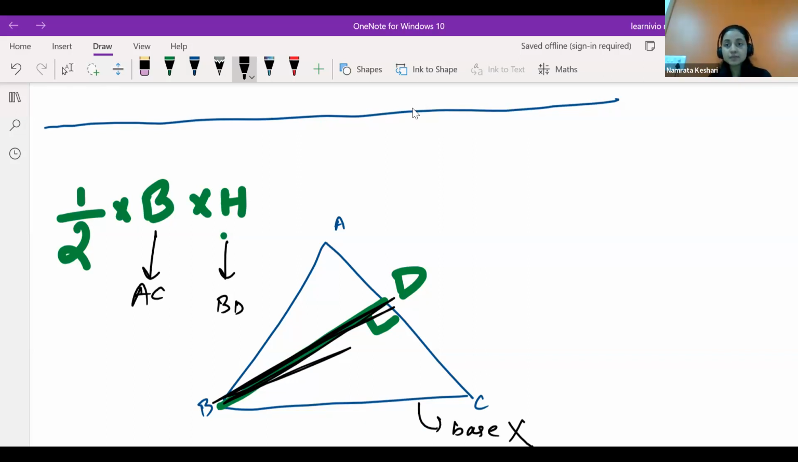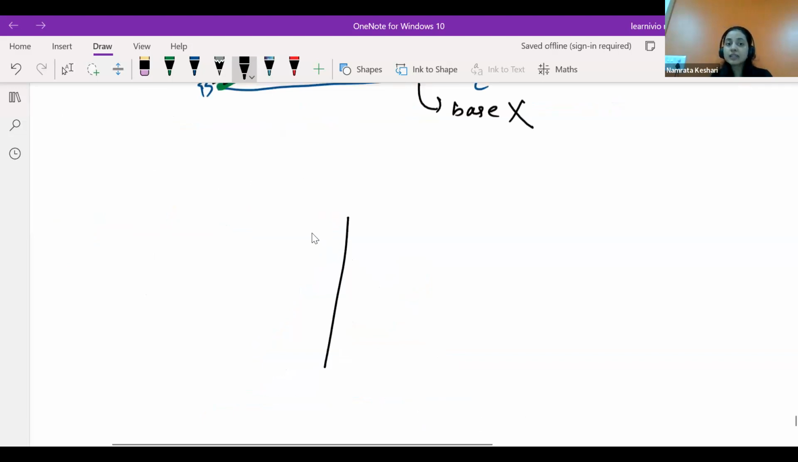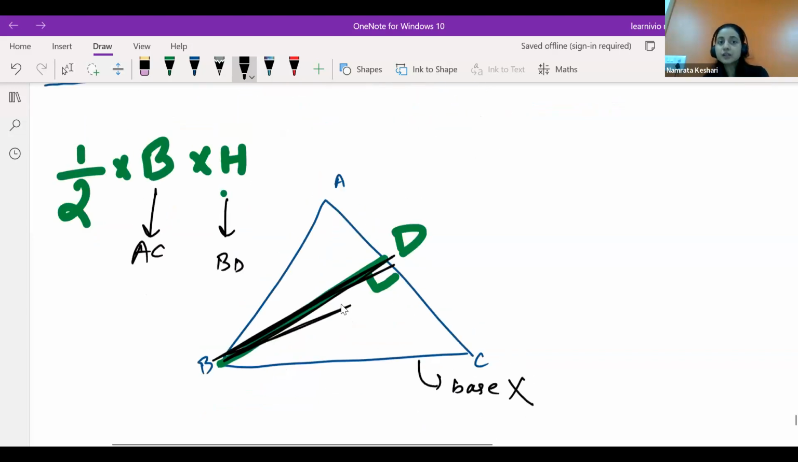AC is the base. Till now we have shown you triangles like this, and that's why you are used to saying that the horizontal side is the base, but it's not true. You are dropping the perpendicular on whatever side, that is the base, and the perpendicular is the height. Okay, so is it clear to everyone?